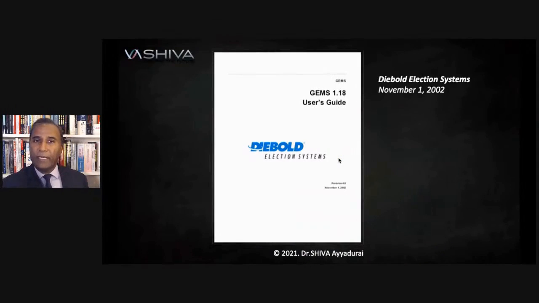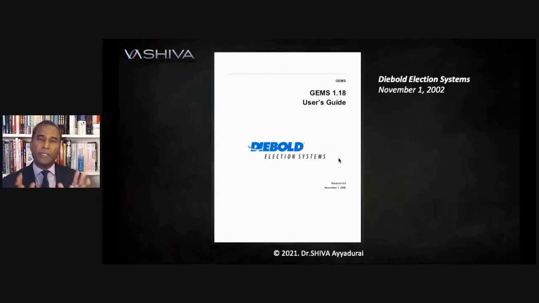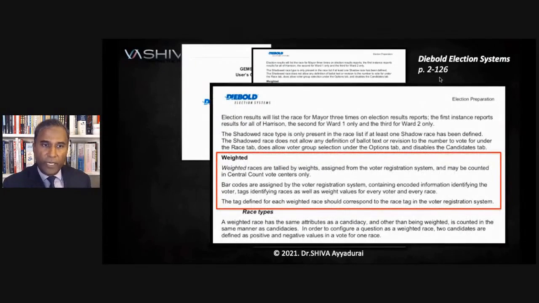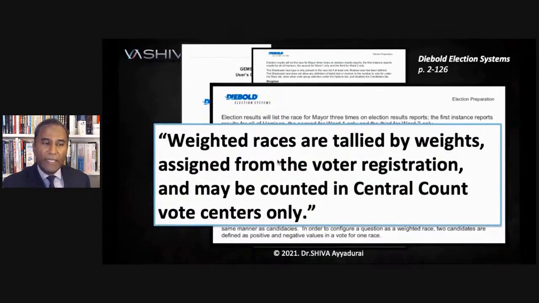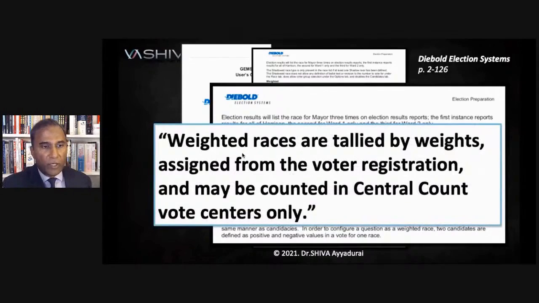If you don't believe me, here is page 2-126 of the Diebold voting manual, the actual manual. Now Diebold is important because it's sort of the great grandfather of all voting machine software. And this feature is in every voting machine software. It's called the weighted race feature. So look at page 2-126. What does it say? Weighted races. It's a feature. You can turn on the weighted race feature. It's one of the setups of the system. It says the weighted races are tallied by weights assigned from the voter registration, may be counted in central vote centers only. So they have a feature.